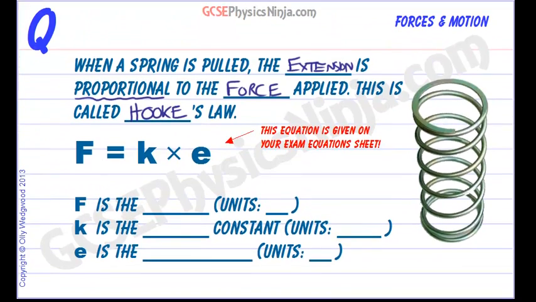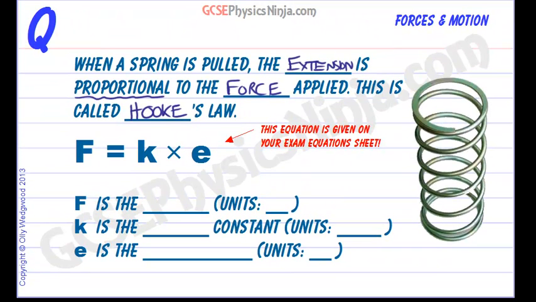It can be summed up using this equation, which is given on your exam equations sheet. So F equals K times E. F is the force that you're hanging on the spring or you're stretching the spring by, and being a force that has units of newtons. K is something called the spring constant. The spring constant. And it is sometimes called the spring stiffness.